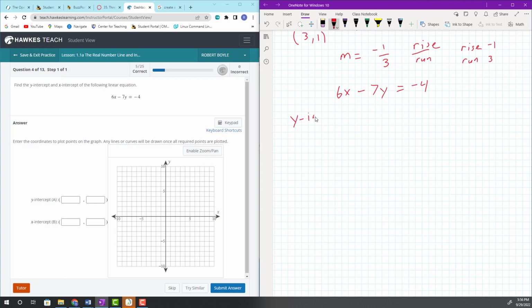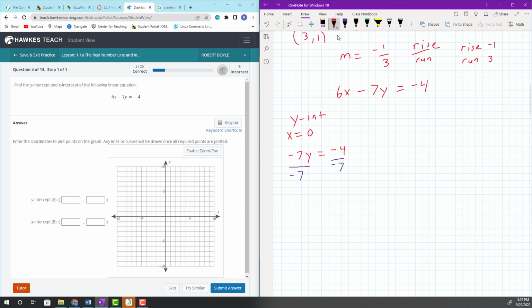Y-intercept. To find the y-intercept, we need to set the other variable equal to 0, and then we want to solve for y. So if x is equal to 0, we're going to have 6 times 0, which is 0, minus 7y is equal to negative 4. Now we want to isolate y. We're solving for y, so we need to isolate y by getting rid of that coefficient. So we're going to divide both sides by negative 7.